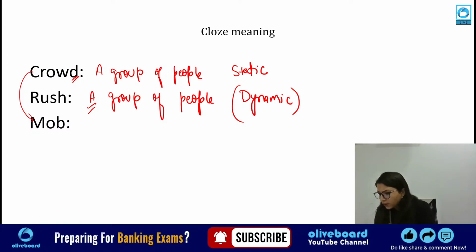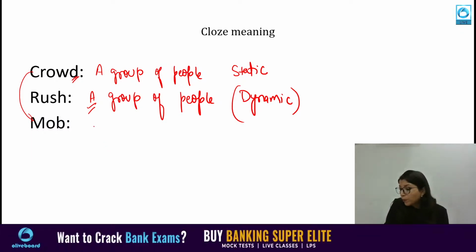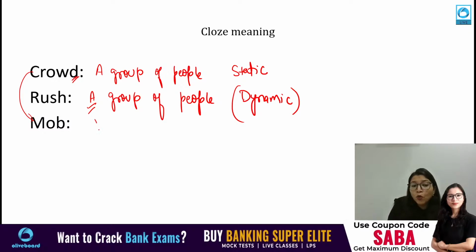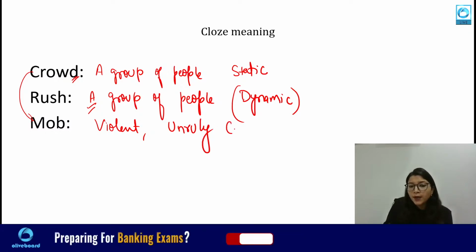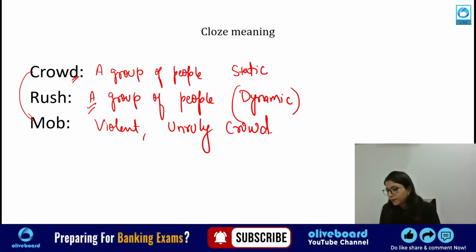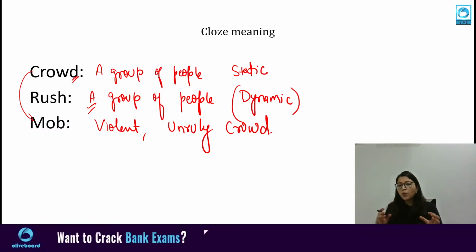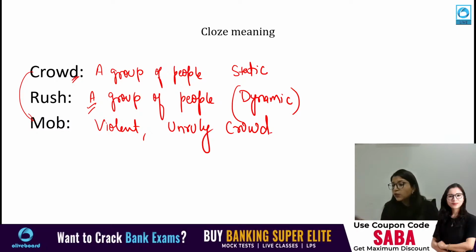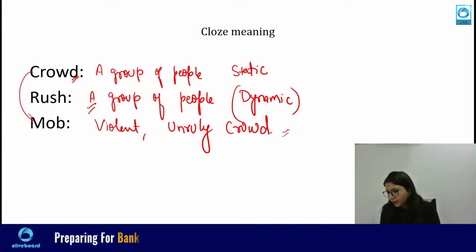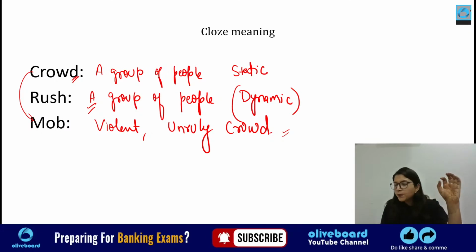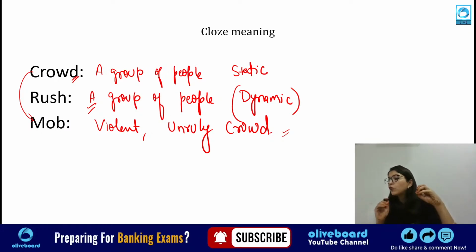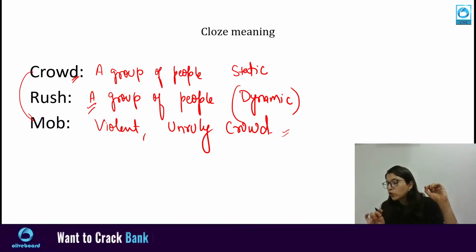Rush during movie release functions. Correct, Sandeep. Yes. Mob. Very good, Devashish. Mob is also a group of people, but we call violent people a mob. An unruly crowd, a violent crowd is called what? Mob. Clear? So when a crowd becomes violent, unorganized, unruly, they are called a mob. Very good. So are you getting the difference between even synonyms? We have to keep this approach while solving a question based on a cloze test.